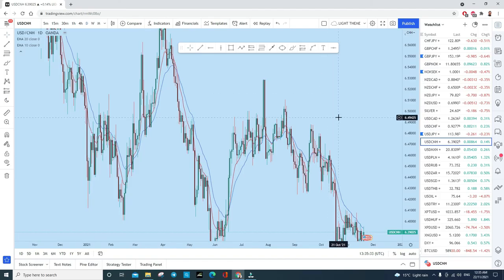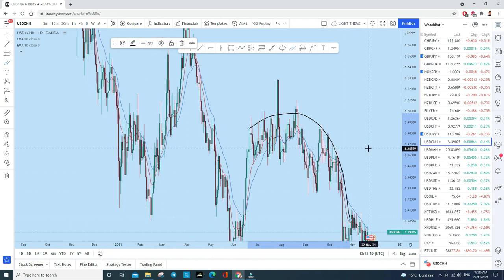Okay guys, so let's see this example for a dynamic level of support and resistance. So this is USD CNH on the daily time frame. Now look at this market structure here. This is a perfect example of a circular or parabolic dynamic support or resistance. If you see, the price is coming and respecting this level very, very nicely and finally broke to the downside.